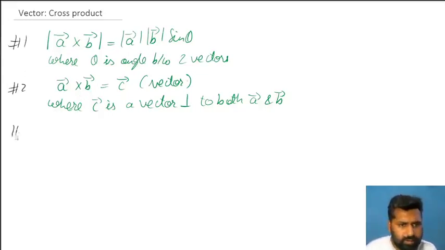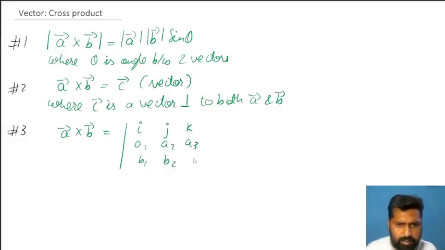Next is, how do we actually calculate the vector then? Okay. We calculated the magnitude, but we didn't calculate its exact vector. So A cross B actually is given by the determinant of i, j, k, A1, A2, A3, B1, B2, B3. Okay. What are A1, A2, A3, B1, B2, B3? They are components of A vector and B vector.